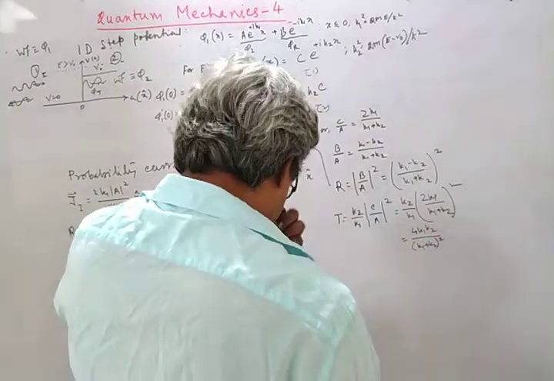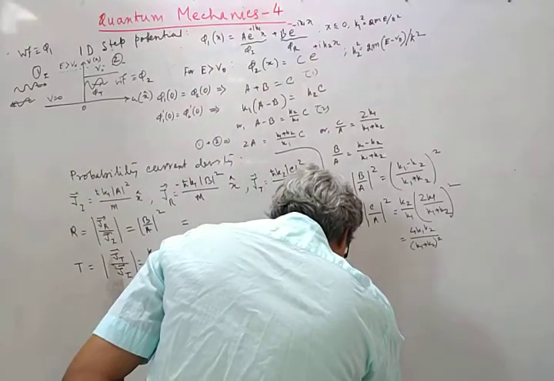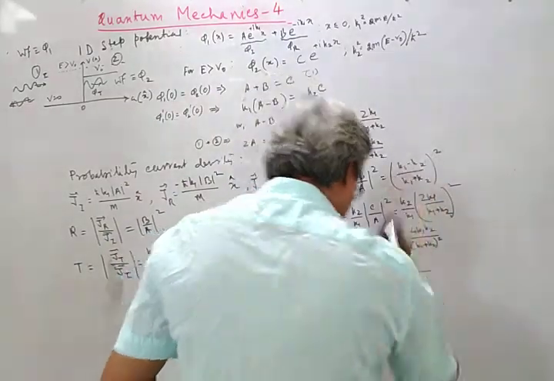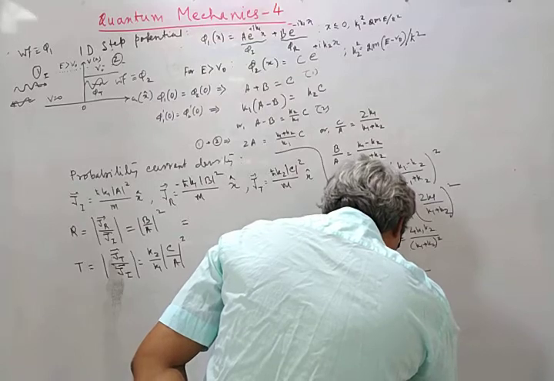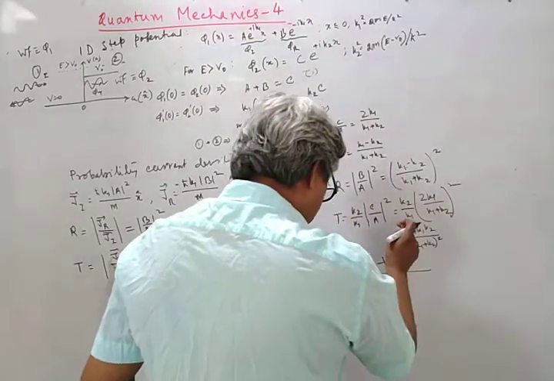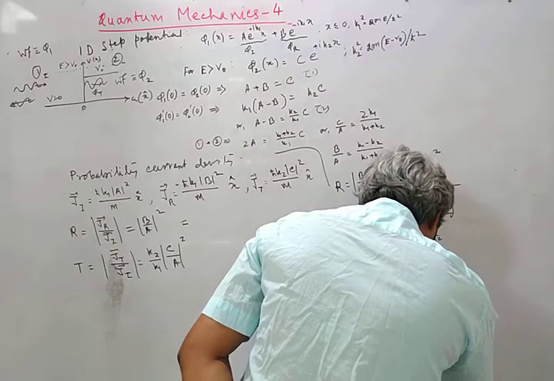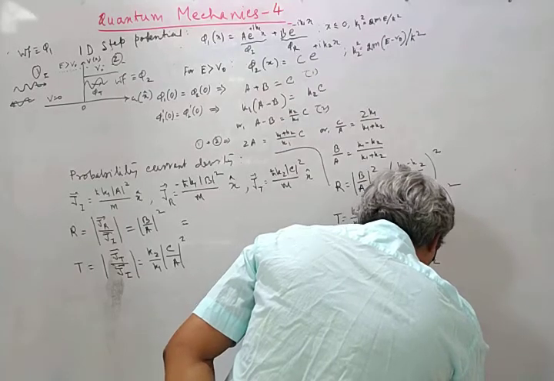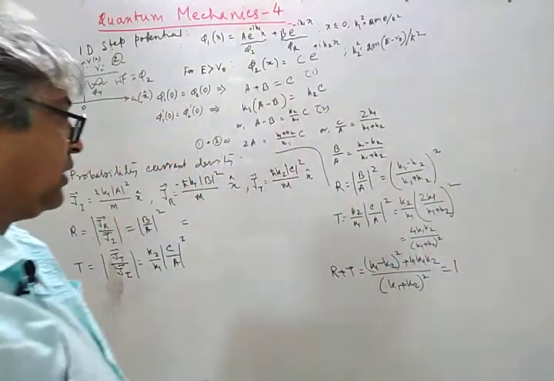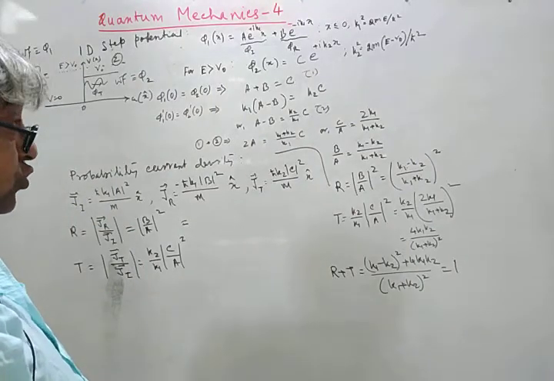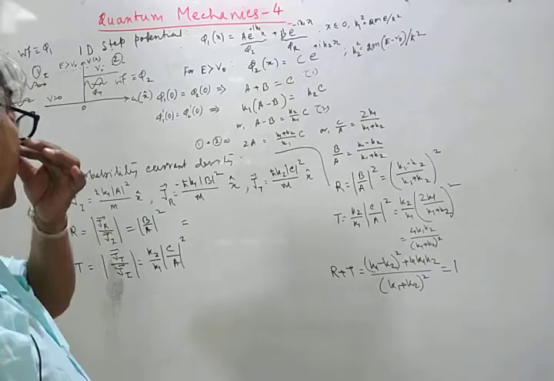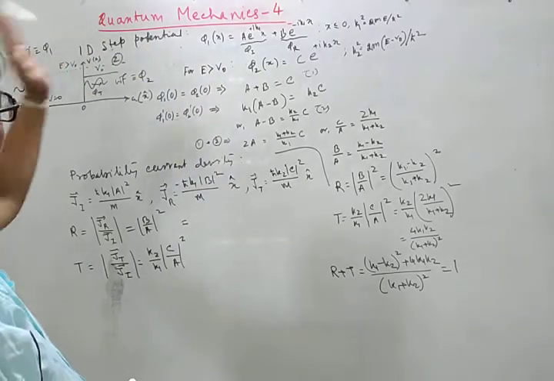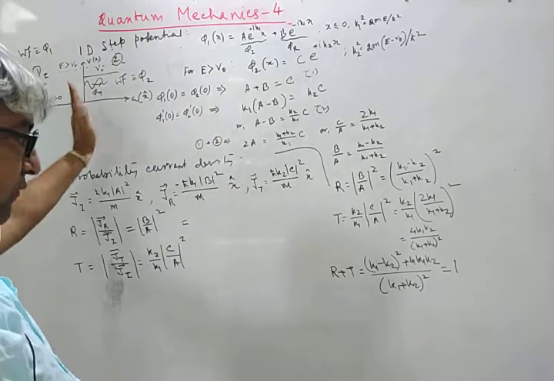One interesting thing is that r plus t is equal to, from r we get in the numerator (k1 minus k2) whole square, and from t we get 4k1k2, and the denominator is same for both, (k1 plus k2) whole square. So this is 1. So the total probability is 1. If you throw a large number of particles towards the well, either the particle is reflected or it is transmitted, because there is no provision for the particle to be getting absorbed.